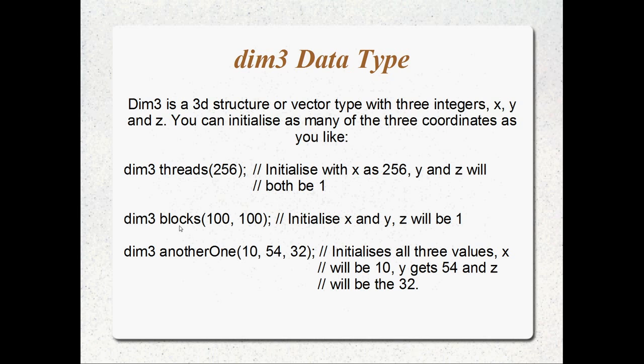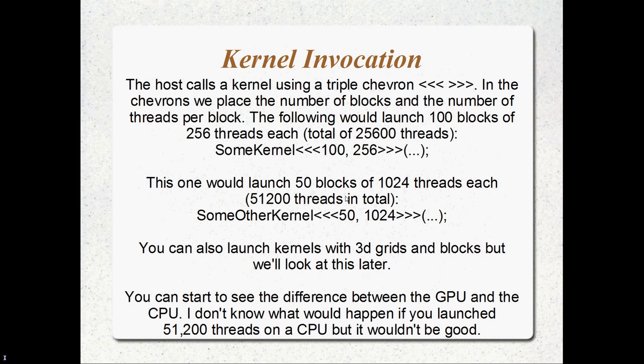Or we can initialize both x and y with something like this: dim3 blocks 100 100 in brackets as my parameters, and that's going to initialize x and y to 100, but z's still going to be 1. So here my dim3 structure instance will be called blocks. Finally, if you want to initialize all 3 dimensions, you can put 3 values in the brackets, so 10, 54, 32. This is going to make a dim3 structure instance with x set to 10, y set to 54, and z set to 32. We'll see dim3s a lot more.